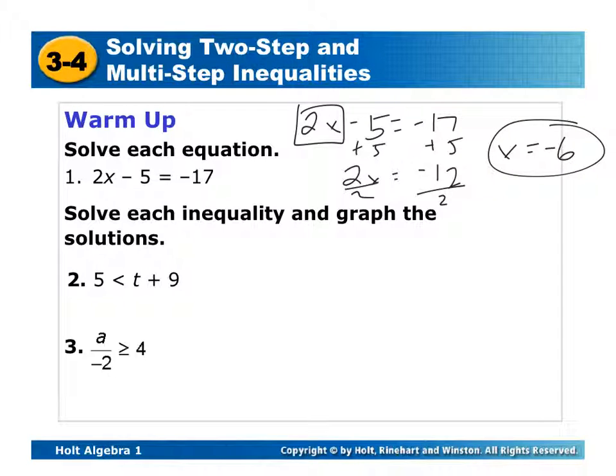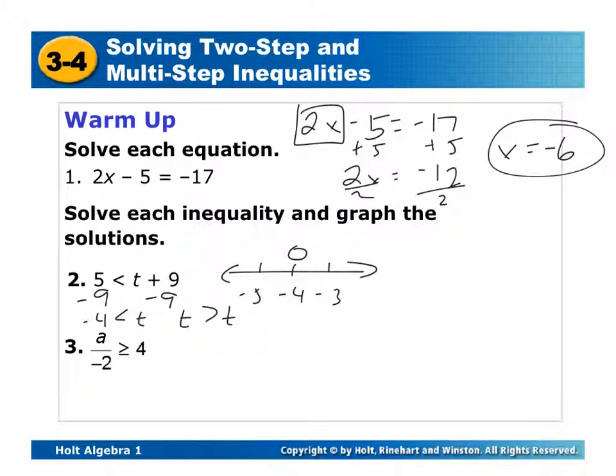Here we're solving our inequalities, so if we go ahead and subtract 9 from both sides, 5 minus 9 is negative 4. So negative 4 is going to be less than t, so we're going to graph that. It's going to be an open circle, and remember we can always switch our inequality sign around if that helps you. So here t would be greater than negative 4, so our arrow is going to go to the right.